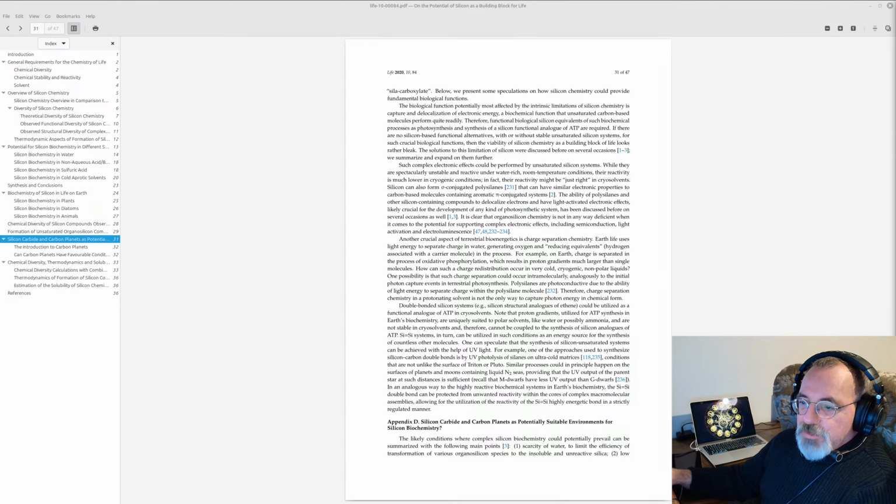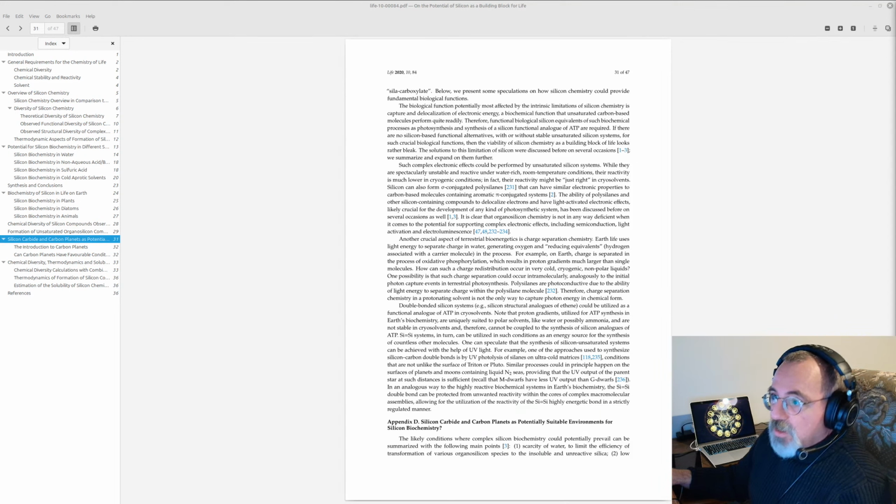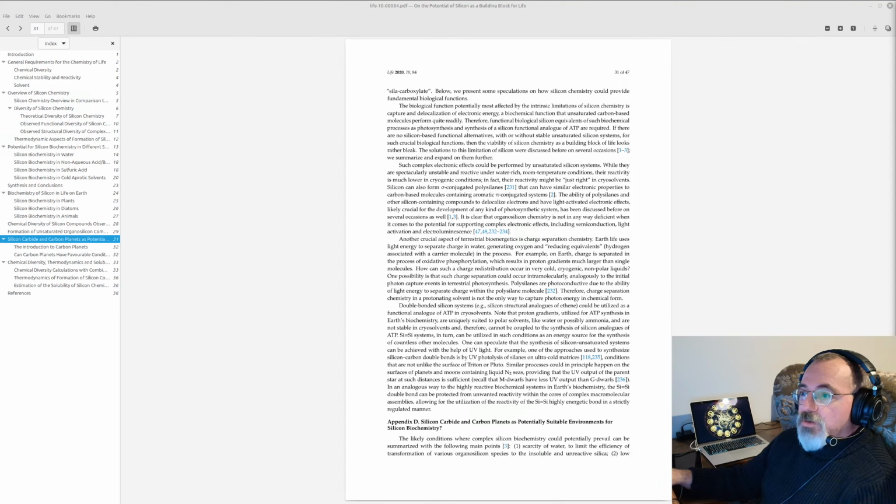Adenosine triphosphate, ATP. It provides energy to drive and support many processes in living cells. You would, in principle, require an analog for it in silicon biochemistry.